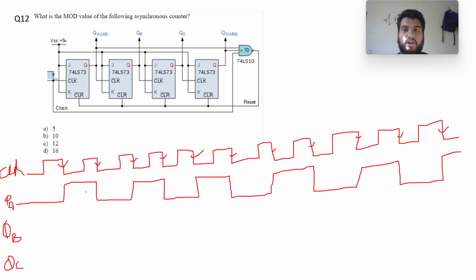Now I will mark the falling edges of QA. Why? QD is also there. Let me just mark it here. QD will be. So let's just call it C and this as D, because this is connected to the clock of the next flip-flop. That's why I am marking the negative edges of this. So the toggling will happen at the negative edges of QA.